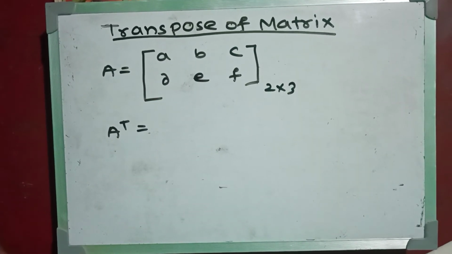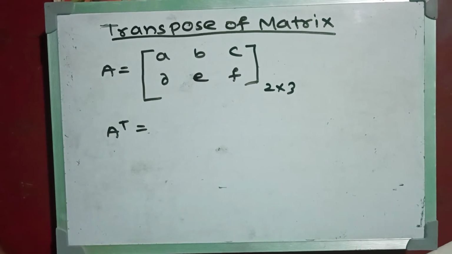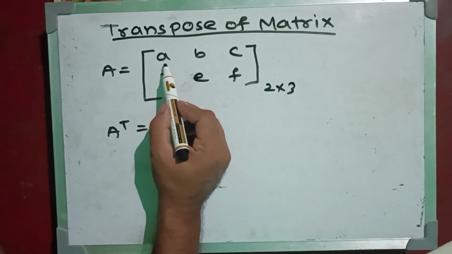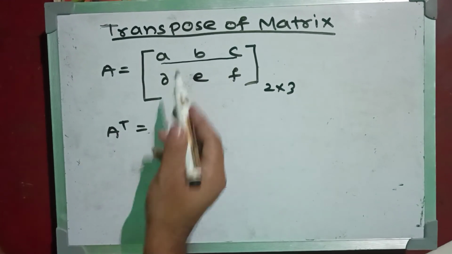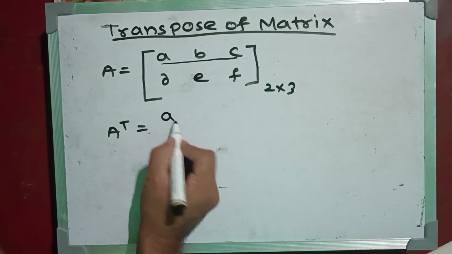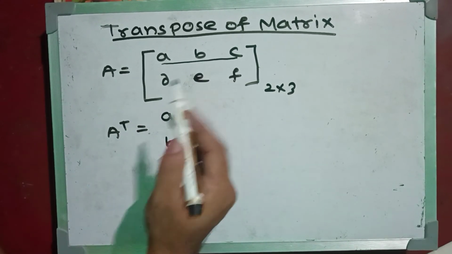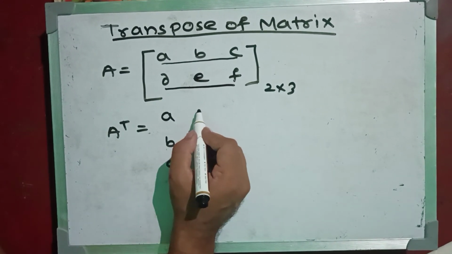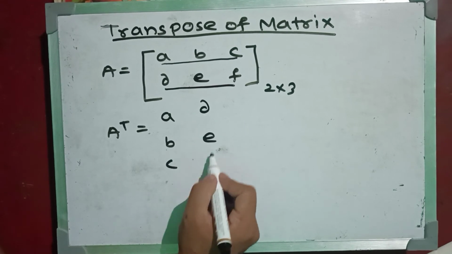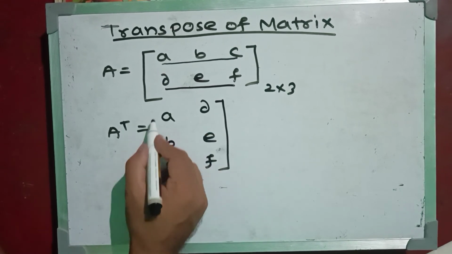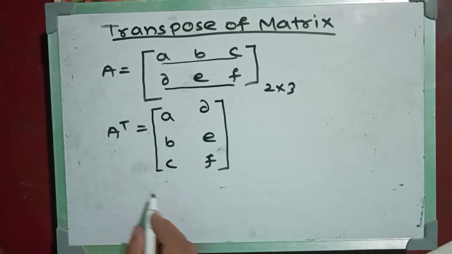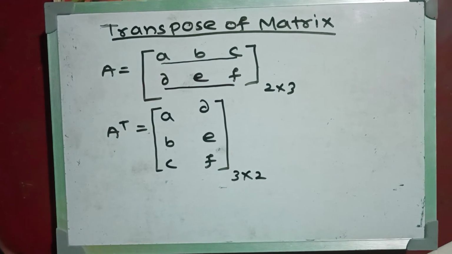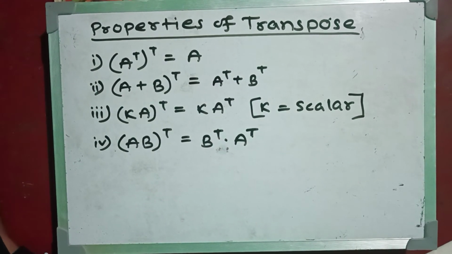What is a transpose matrix? I have taken a matrix A which has order 2 cross 3, and the transpose of the matrix A will be, we write the first row as the first column. So A, B, C, we have written the first row as the first column. Now the second row will be written as the second column. So it's D, E, F. So we have got A transpose here, and the order of A transpose will be 3 cross 2.